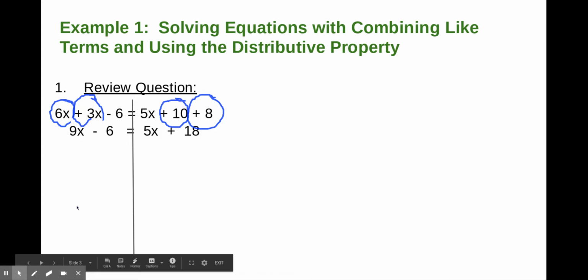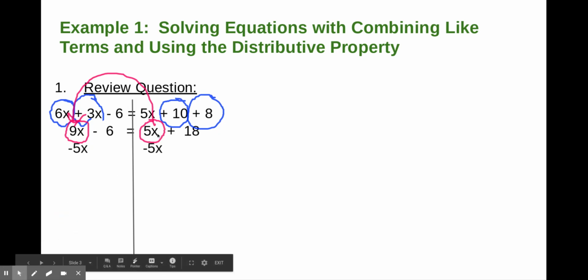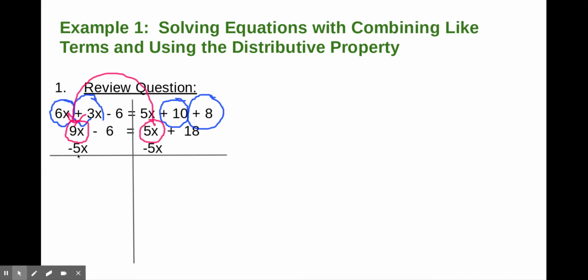If you take a look at your variable terms, you have a 9x and you have a 5x. And if you look at your coefficients, the numbers that come before the variable, my 5 is smaller, so my 5x is going to go over to my 9x. When you take anything across the equal sign, that's when it becomes its opposite. So we're going to subtract 5x from both sides. And 9x minus 5x gives me 4x. I bring down the negative 6 and I bring down the 18.